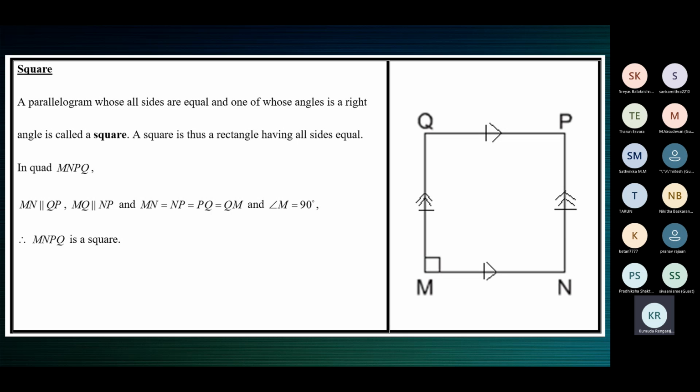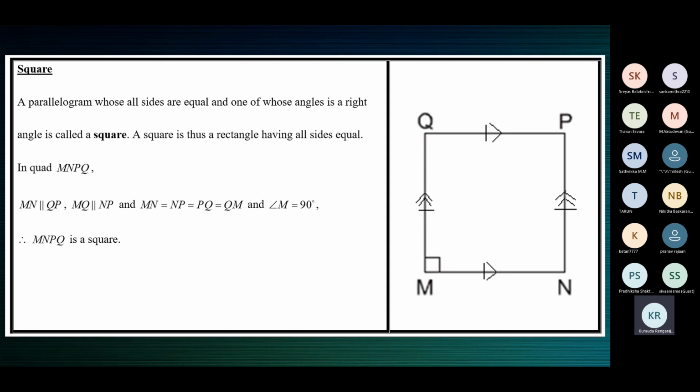That is, one diagonal cuts the other diagonal into two equal halves. That is what diagonals bisect each other means. One diagonal bisects the other into two equal halves. So in all the four, rhombus, rectangle, square, parallelogram, everywhere the diagonals bisect each other.